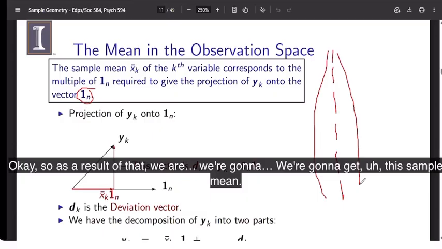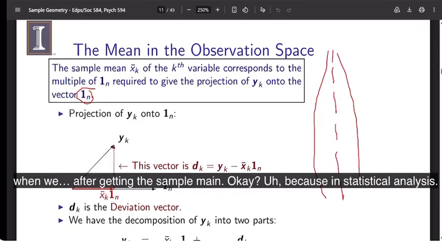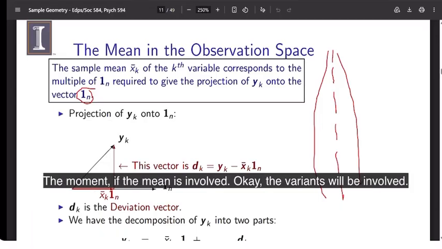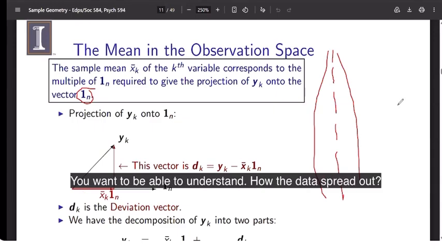But you know what? After getting the sample mean, because in statistical analysis the moment the mean is involved, the variance will be involved. When you figure out an average, when you know the center of a cloud, you want to understand how the data spread out. You want to figure out the deviation of the respective observations from the mean. Because of that, you center, which we call the deviation vector.